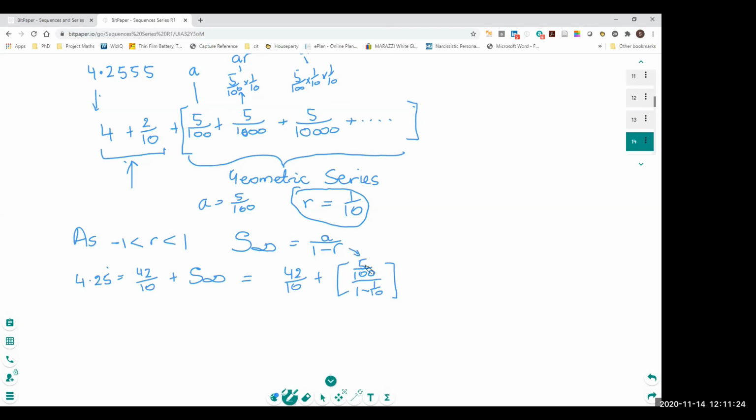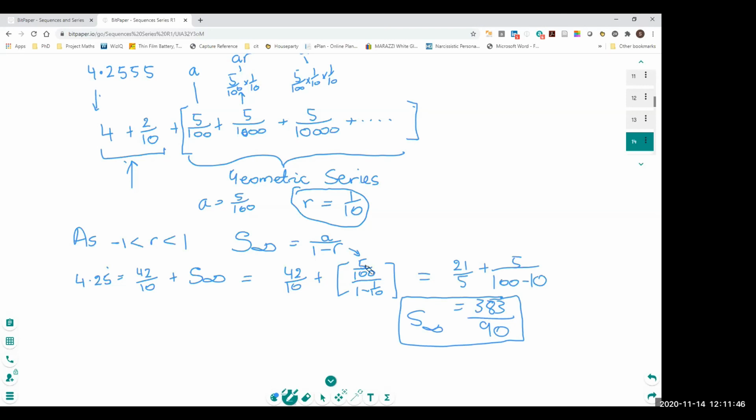And that is equal to 21 over 5 plus 5 over 100 minus 10. And that is equal to 383 over 90. And that's your sum to infinity. That's your answer. Can't break it down any more than that.